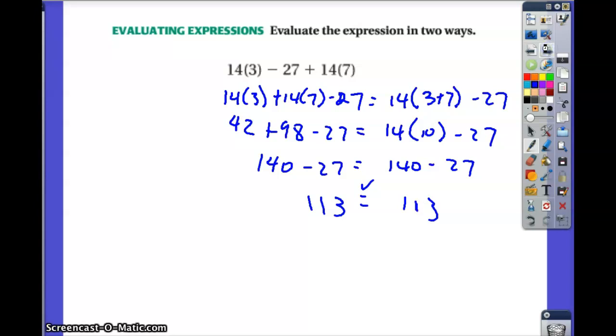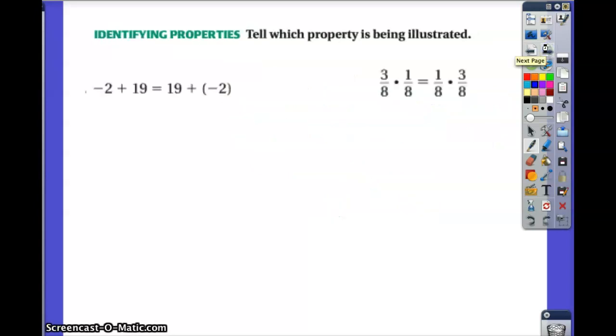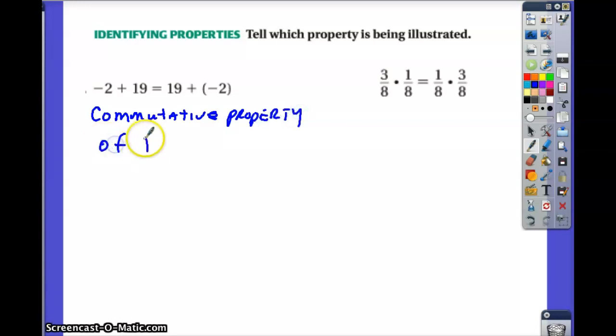Okay, and last, we're going to tell which property is being illustrated here. So back to our properties, negative 2 plus 19 equals 19 plus negative 2. All we did was change the order. Remember, that's the commutative property of addition. Here you got 3/8 times 1/8 equals 1/8 times 3/8. Again, all we're doing is changing the order. So again, the commutative property of multiplication here.